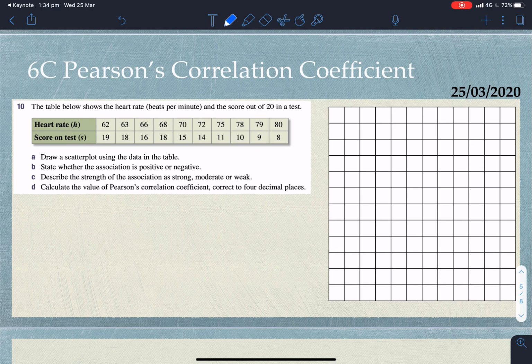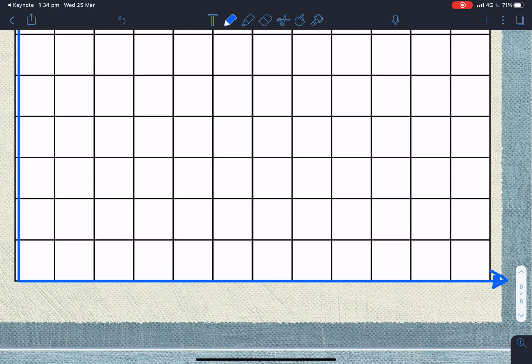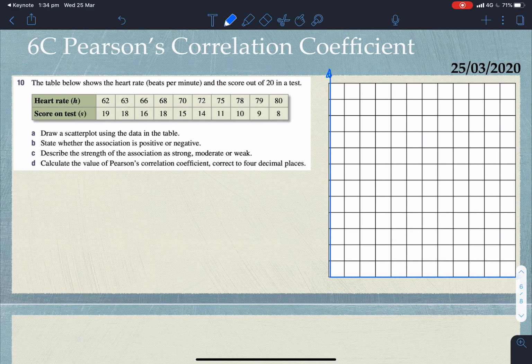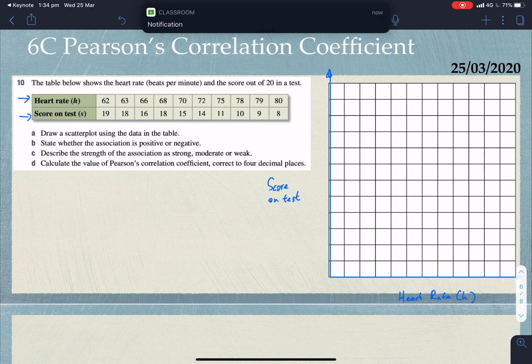So also we got a diagram like this. We can quickly do a diagram from here. Again, you need the x and y axes. The one on the bottom is normally the independent variable. Heart rate on the bottom, sorry. Heart rate is H. The one on the side is scored on test, so it's S.